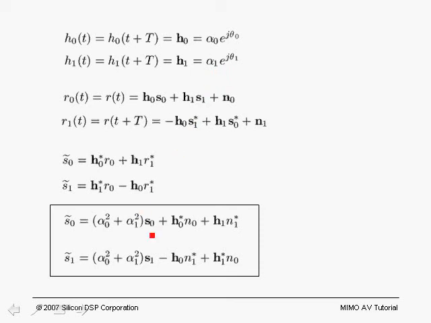It turns out that diversity is gained by the fact that if alpha 0 happens to be a deep fade, then alpha 1 is not necessarily at a deep fade, and the signal is still recovered. Similarly, if alpha 1 is at a deep fade, but alpha 0 is not at a deep fade, we can still recover the signal. And if both of them happen to be either strong or even if both are weak, we're still combining both in order to achieve diversity, and we will have a diversity gain.